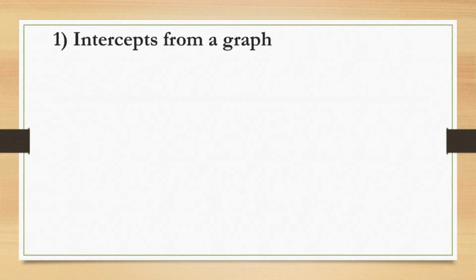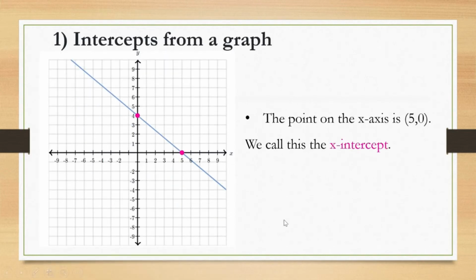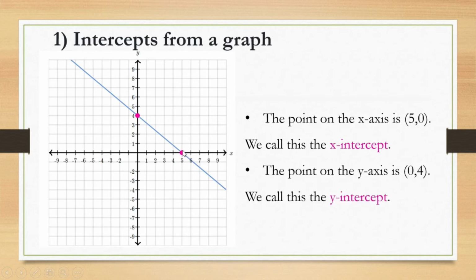So now we are going to learn how to find the intercept from a graph. From this graph, you can see that the point on the x-axis is (5, 0). So we will call this the x-intercept. And on the y-axis, the point is (0, 4). So we will call this the y-intercept.